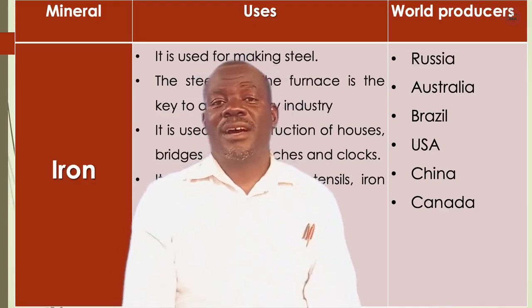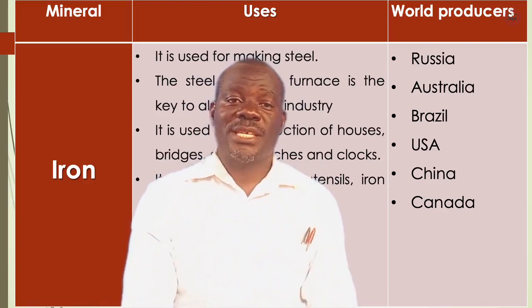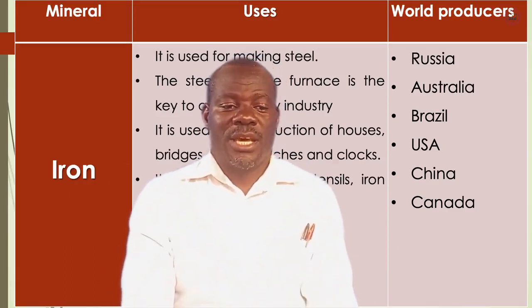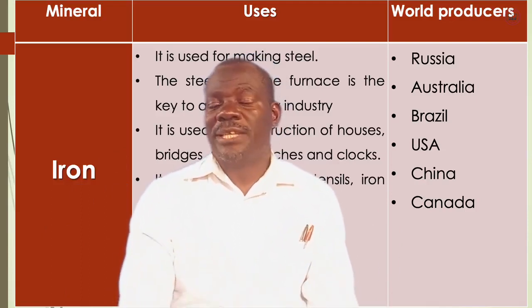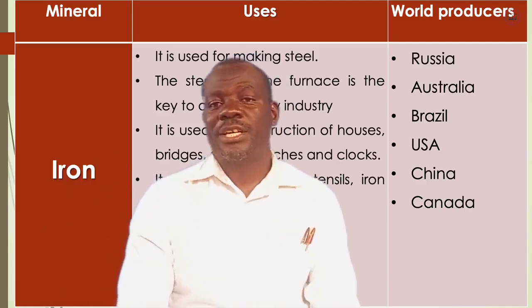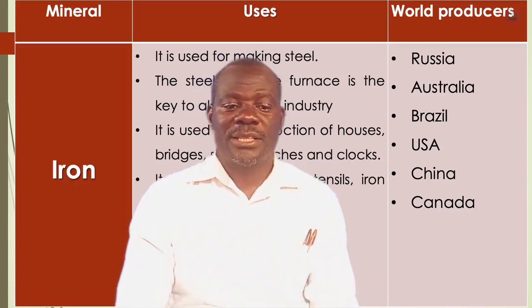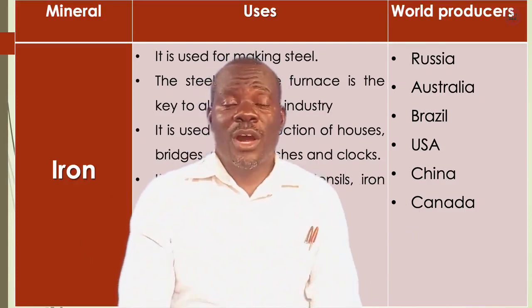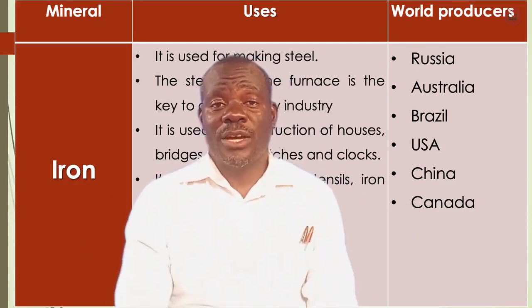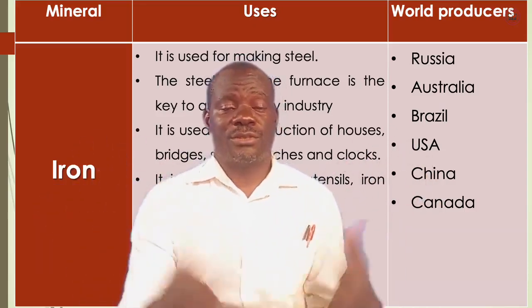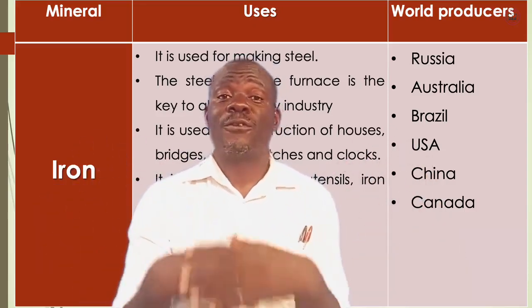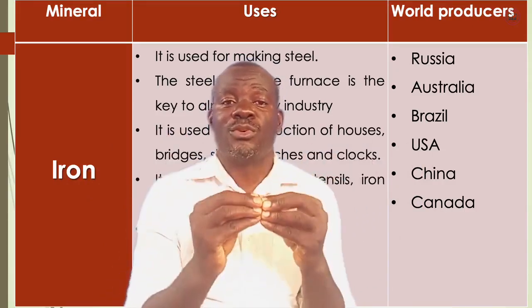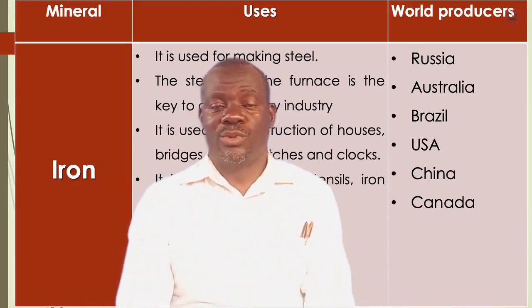Apart from copper, another mineral is iron. So we are saying iron is also used widely in houses. It is used for manufacturing different things. We have talked of watches, bridges, ships, and many other things. Iron is used. If you can, you can observe at your home there, iron sheets. You see iron sheets, those iron sheets are made from iron. So it means it's another precious mineral which people use in day-to-day lives.